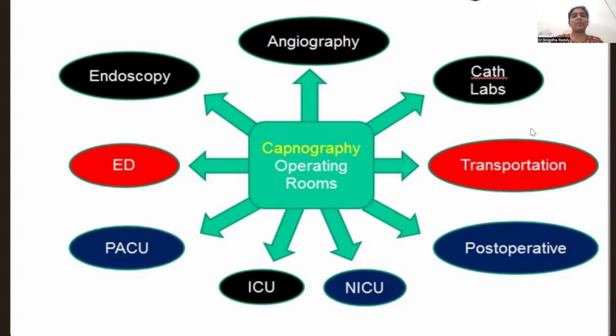Outside the operating rooms, capnography has various vital roles, like in angiography and cath labs. It is also used in transportation of patients from one hospital setting to another, and post-operatively in the ICU, PACU, and emergency department, and in endoscopy also.